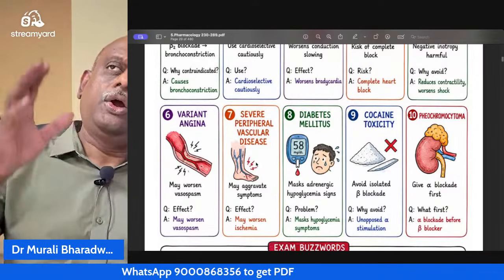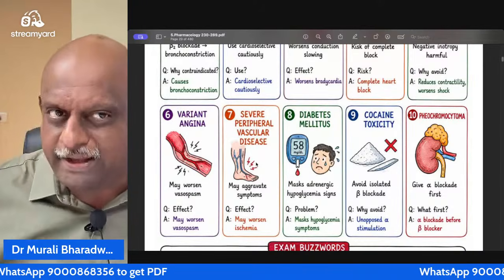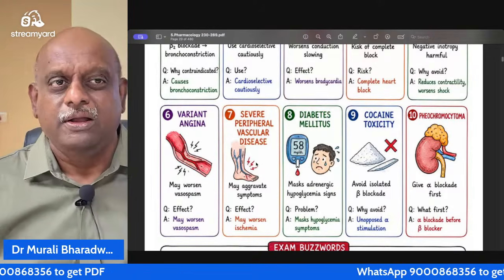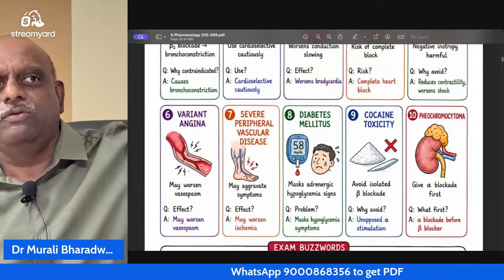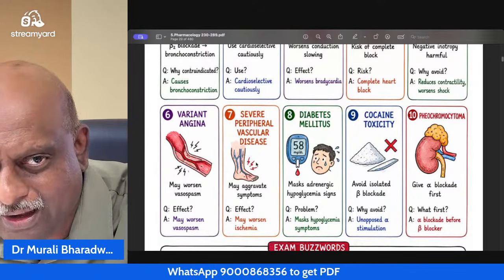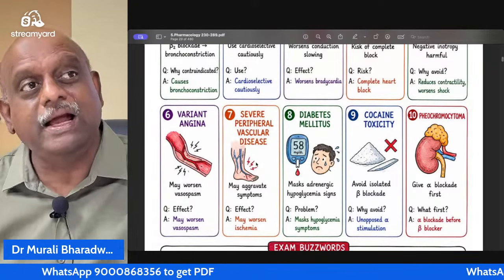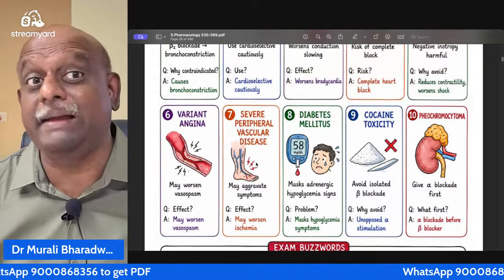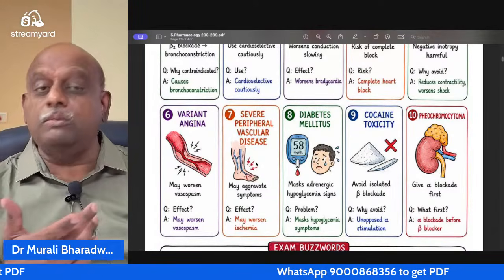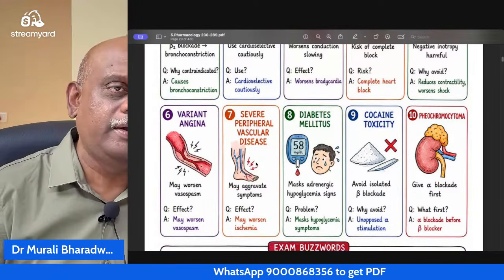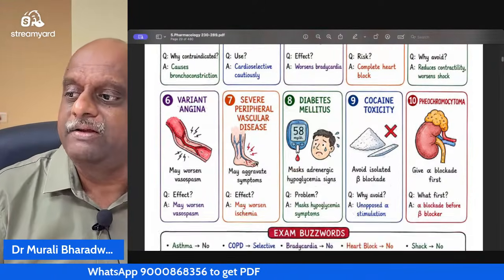That's the reason in cocaine toxicity, do not give beta blocker. If given, cocaine induced rise of the catecholamines will all go and act on alpha receptors because beta got blocked. That lead to intense vasoconstriction and hypertensive crisis. That's what we need to remember. So in pheochromocytoma, always what is the rule? First to do the alpha blockade, then do the beta blockade. That is a very important rule.